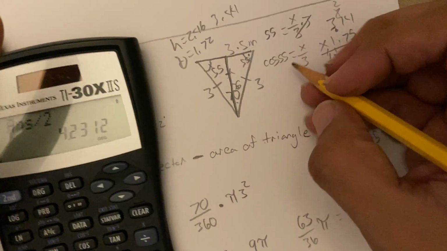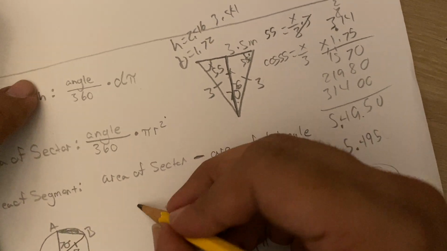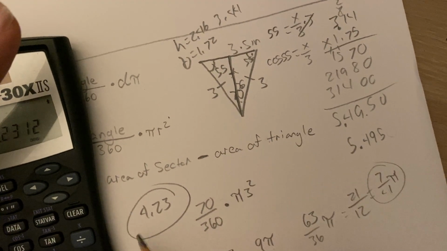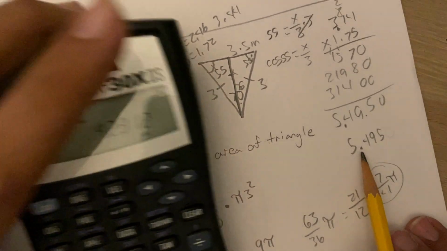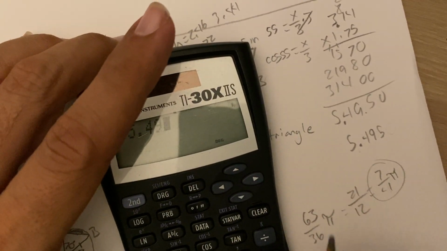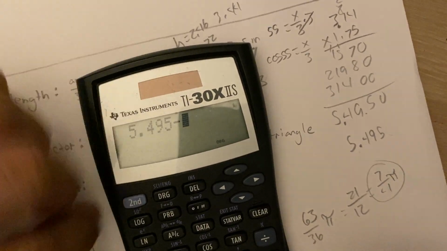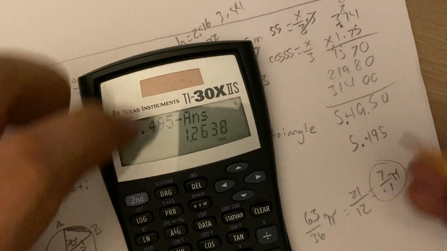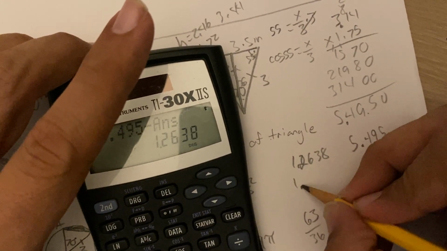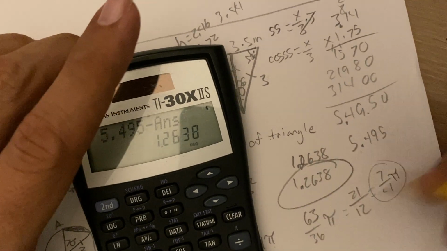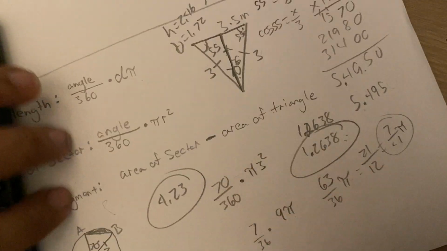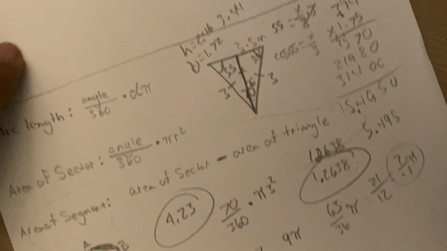So 4.23 is the area of just this little piece here. No, it's actually the area of the triangle. I'm so sorry. That's the area of the triangle, and I have to subtract it from 5.495. So 5.495 minus our answer that we just had, and that is 1.2638. That's horrible. 1.2638. There's our final answer for the area of just this little piece right here. A lot of extra work. It doesn't happen often, but it does happen.